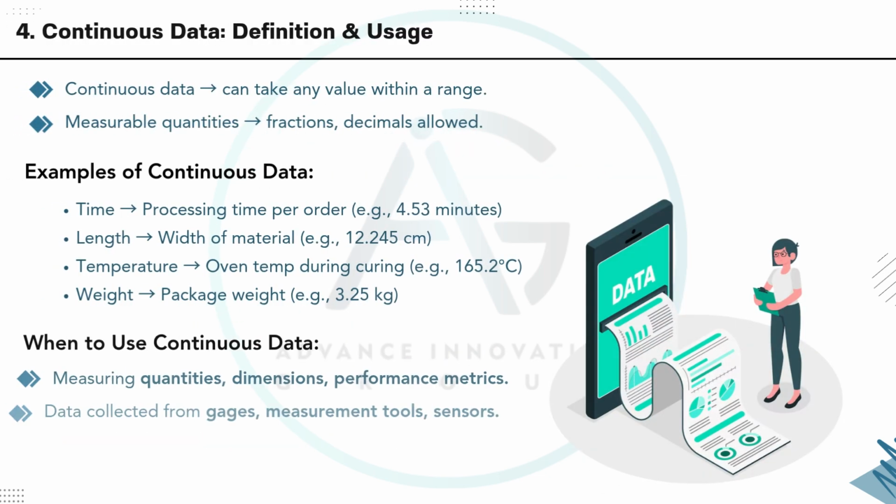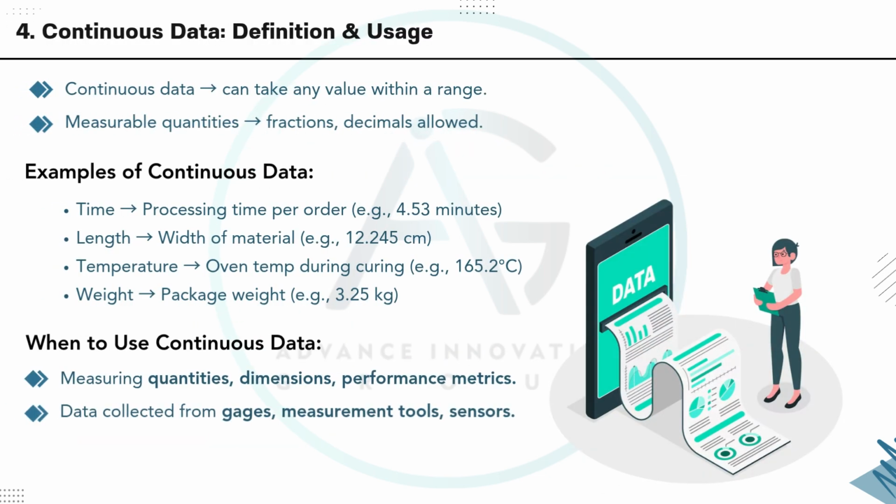Let's now shift our focus to continuous data, which is different from discrete data in that it can take any value within a range. What is continuous data? Continuous data is used for measurable quantities. Think of data that can be fractional or decimal. It is not limited to set categories or counts. It has much finer precision.